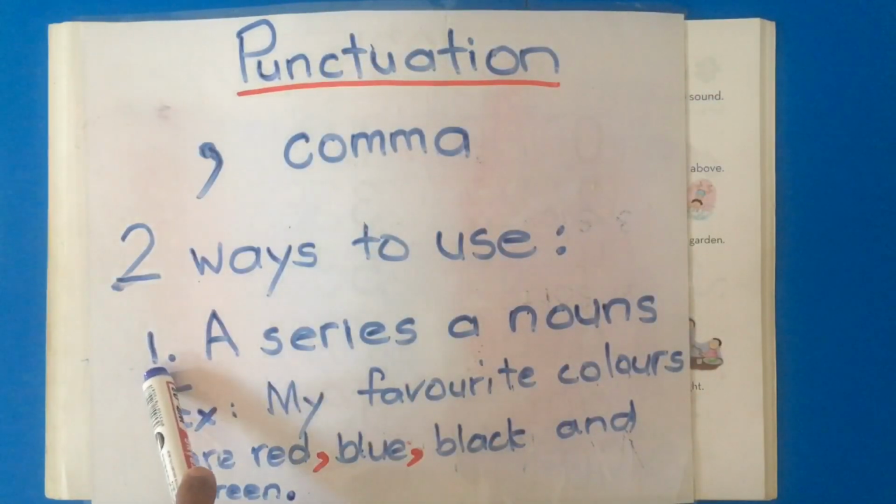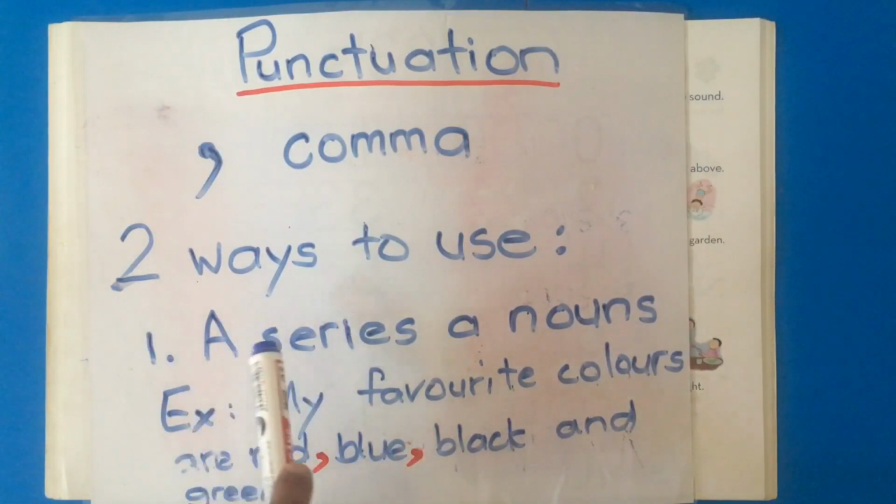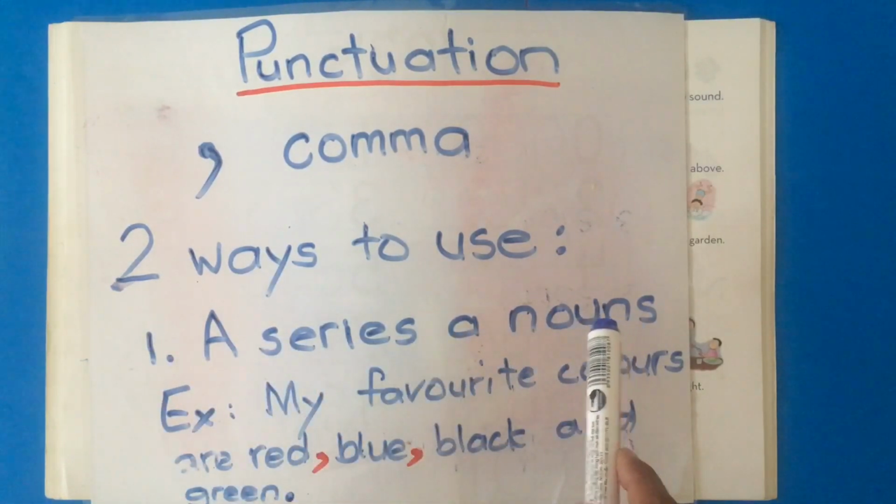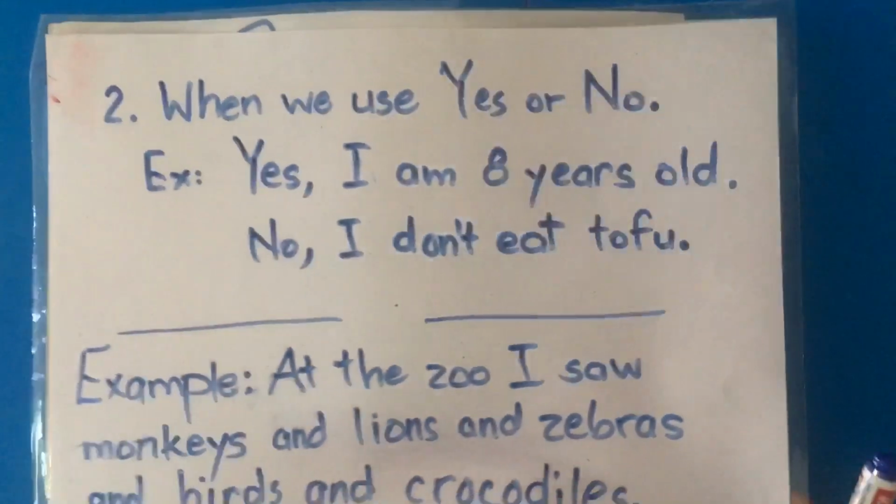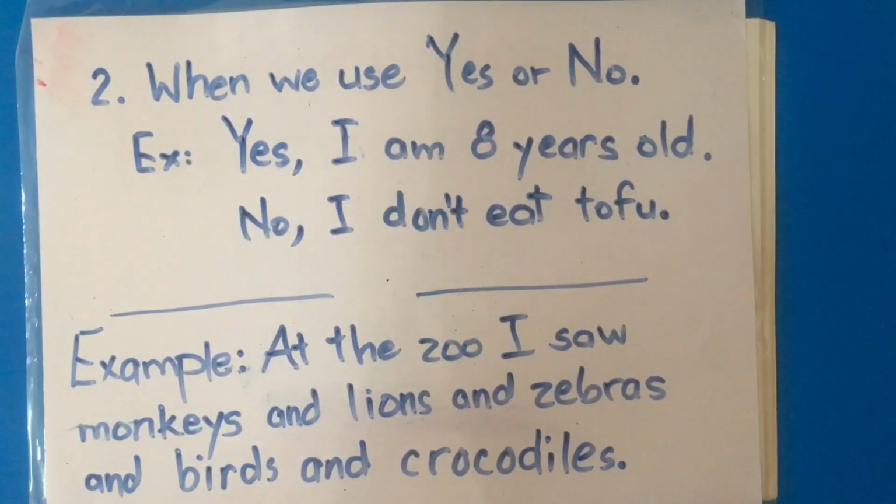One, we use a comma when we use a series of nouns, meaning more than two or three nouns. Two, we use a comma when we use yes or no.